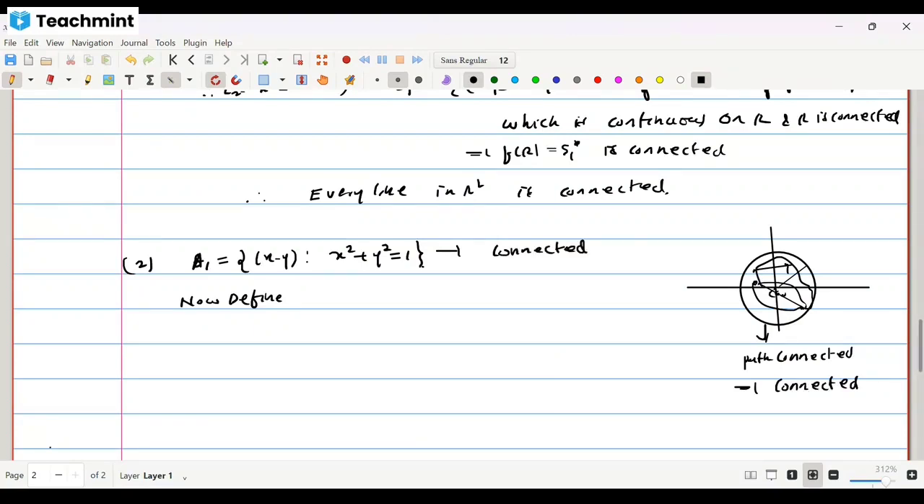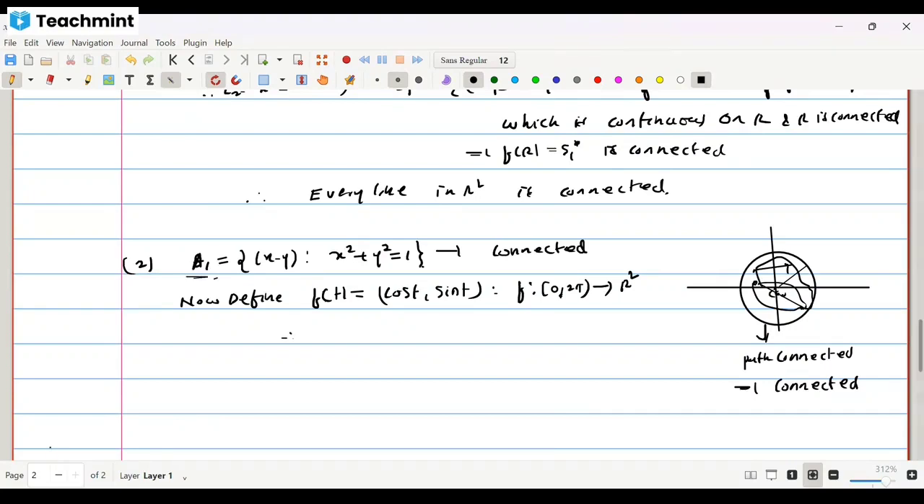Or by using the image of a continuous function, now define a function f of t which is equal to cos t comma sin t, where f is from the closed interval 0 to 2 pi to R square. So f of t is equal to cos t comma sin t. Therefore, the image of f on 0 to 2 pi is equal to A1, right?